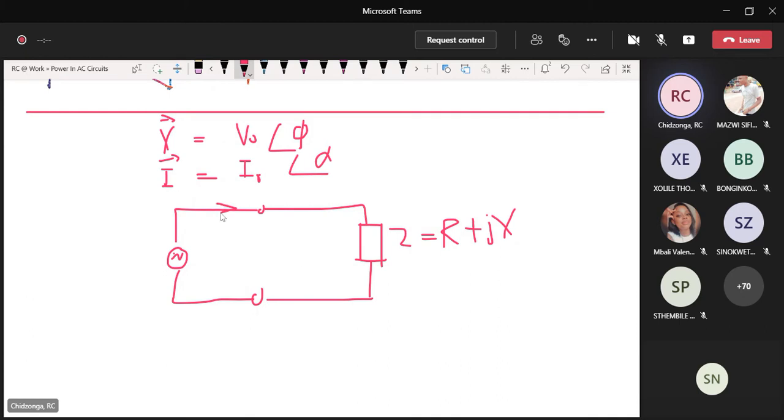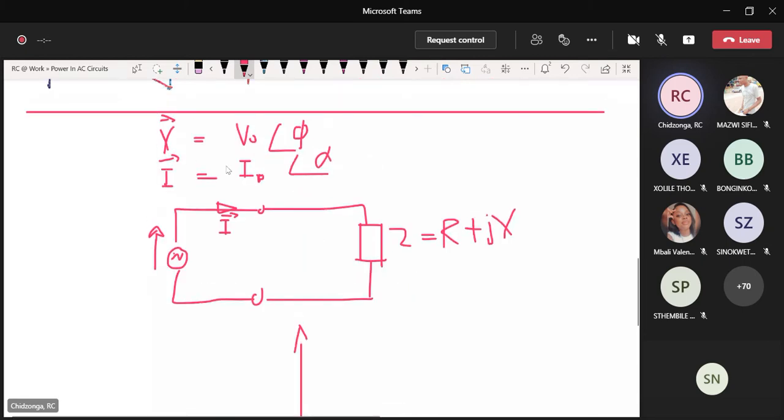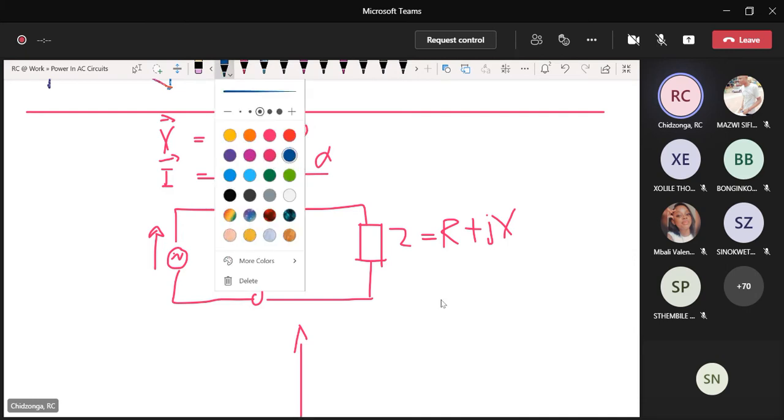So there will be a current flowing. That current, we have already indicated here. This is the phasor form of the current, and there is a voltage, which I've indicated here. Now, if I were to draw the phasor diagram for these two signals, the voltage and current, I would probably have something like this. Remember, I did not specify the angles, neither did I specify the peak magnitude. So I'm just looking at a general case.